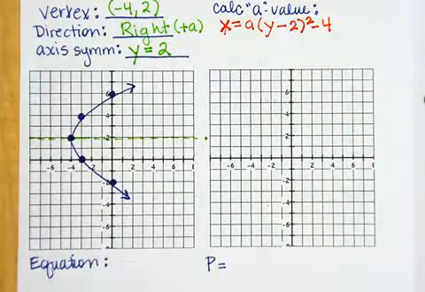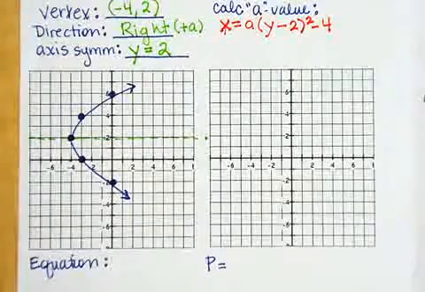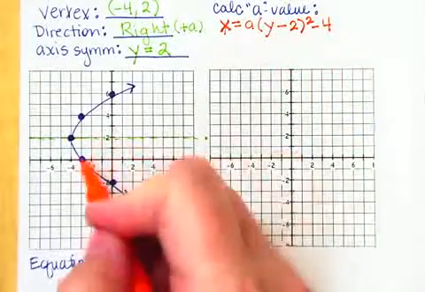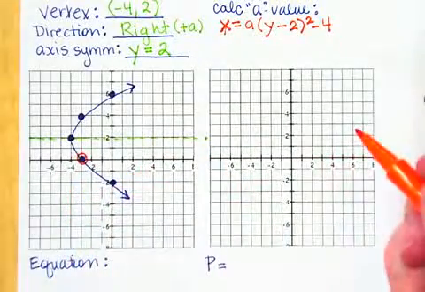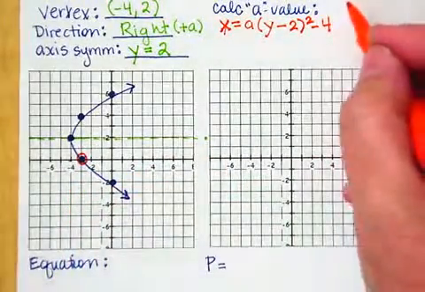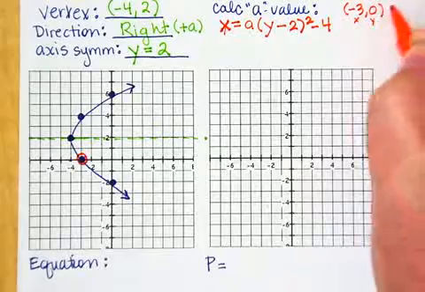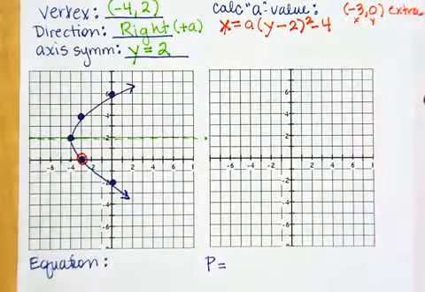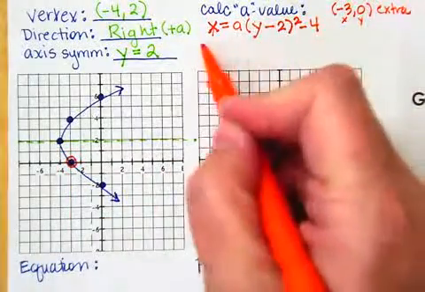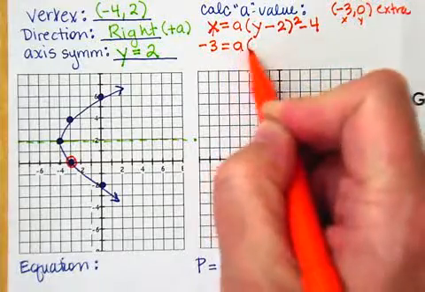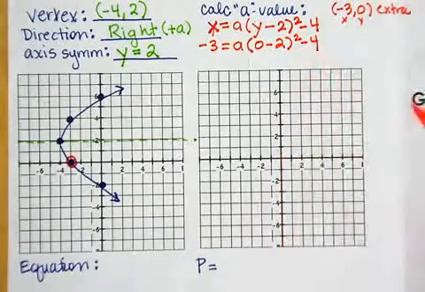Now what we're going to do is substitute another point from this graph into the x, y for this graph here. Let's choose this one here, -3, 0. So I'm going to substitute -3, 0 in as my x, y point, as my extra, and that comes off the graph. So -3 equals A times 0 minus 2, close squared, -4.